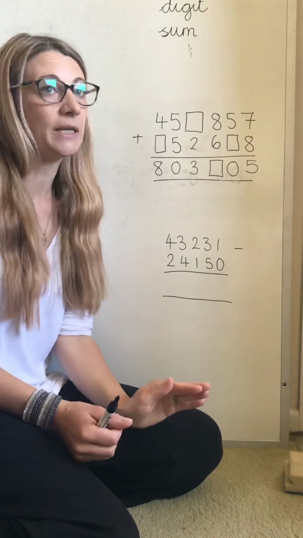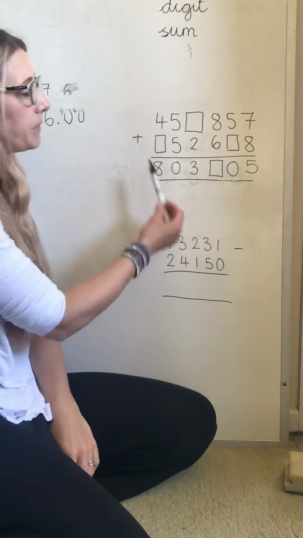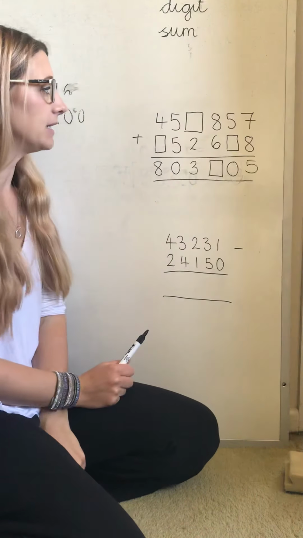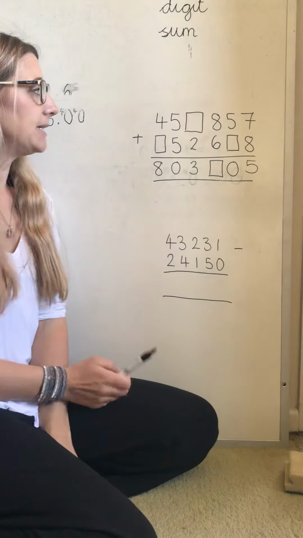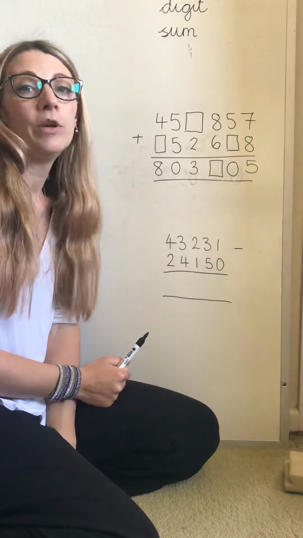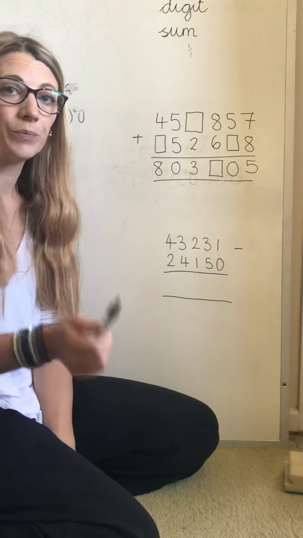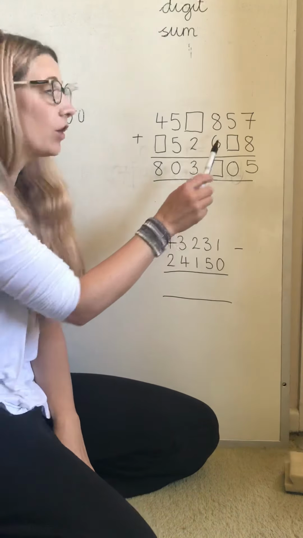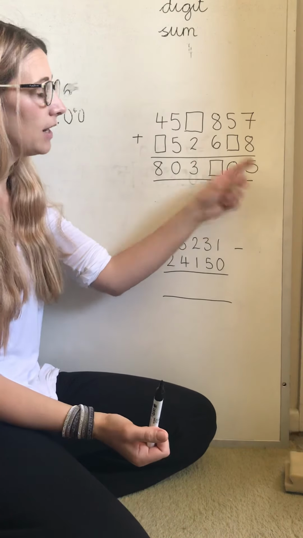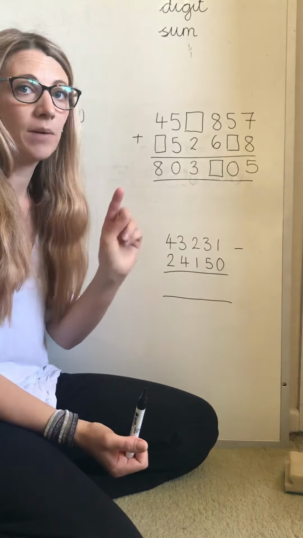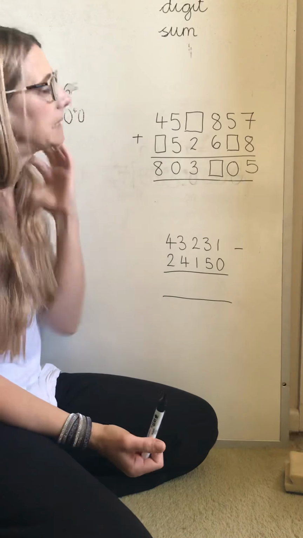It's only for adding. So one of the problems you've got is this here, and it's a missing number problem. And it's really testing your understanding of column addition method. So we know for column addition, we always start on the right hand side here. And we're just going to go through this as if we were adding it, and we'll work out what these numbers are that are missing.